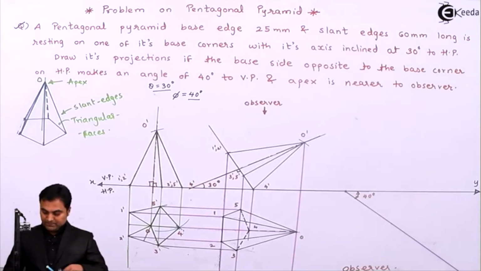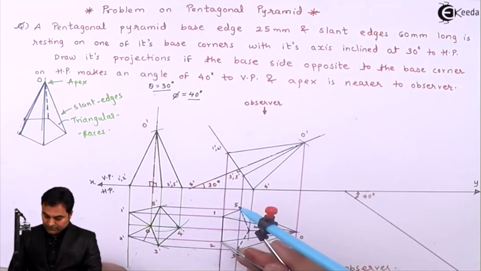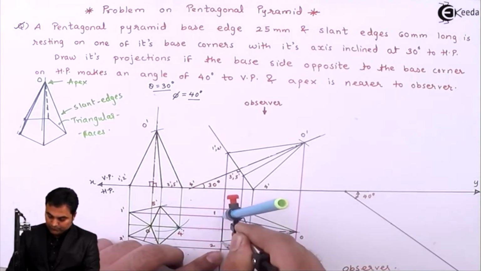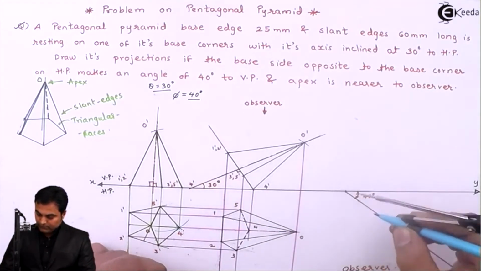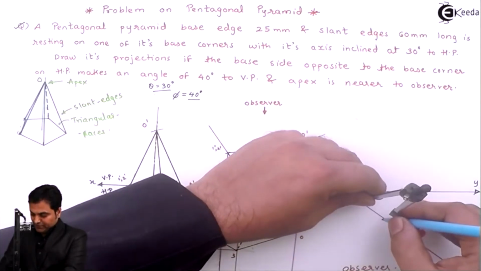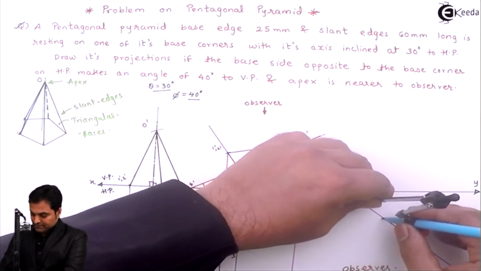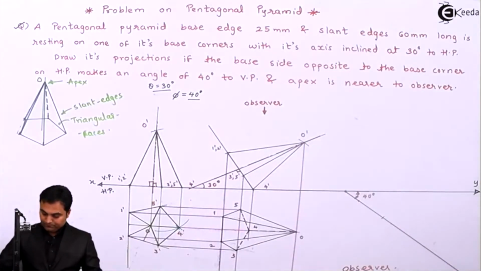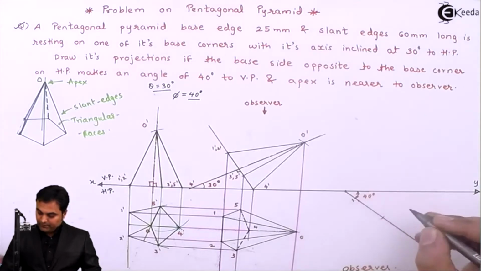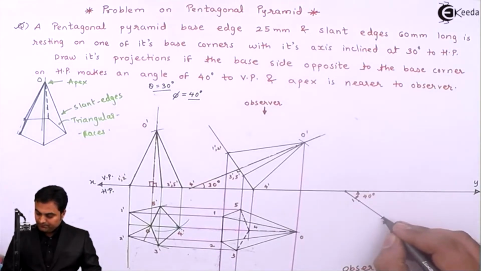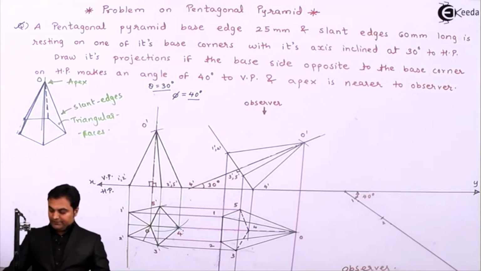So I'll measure this base edge, which is 2 to 1 or 1 to 2, and plot it in such a way that the apex will come nearer to the observer. So here we have point 1, this is point 1, and here there is point 2. Next, I need to copy this entire pyramid here.